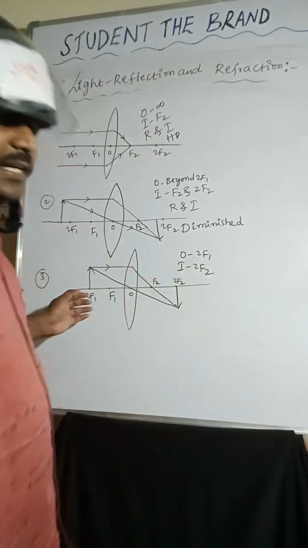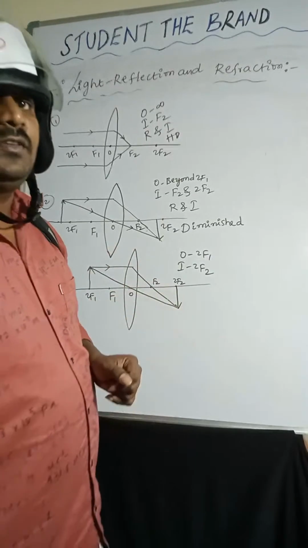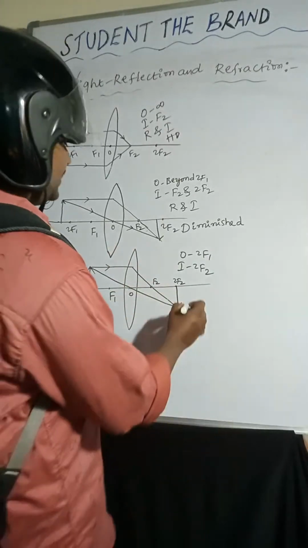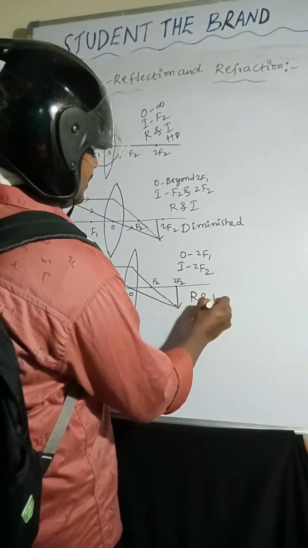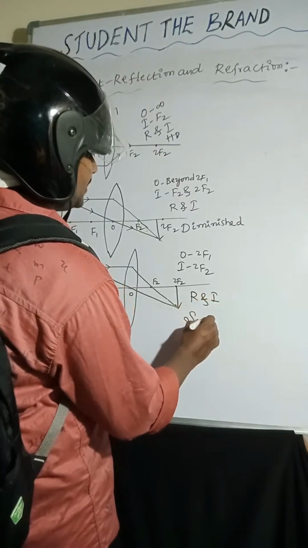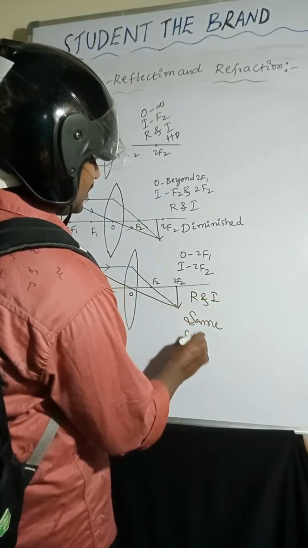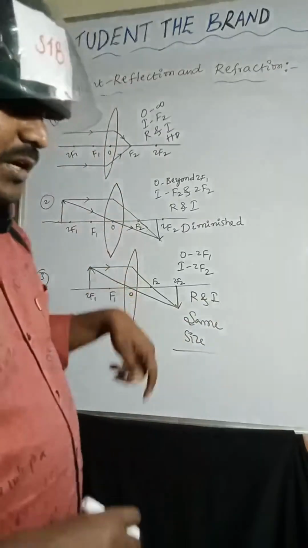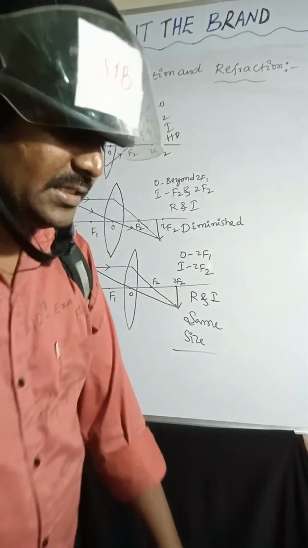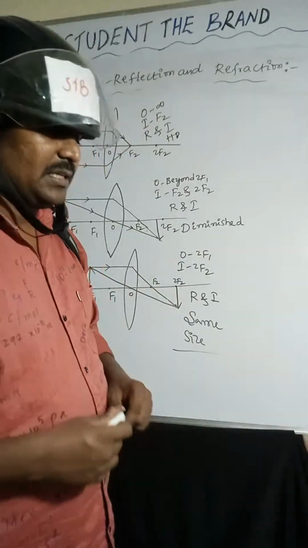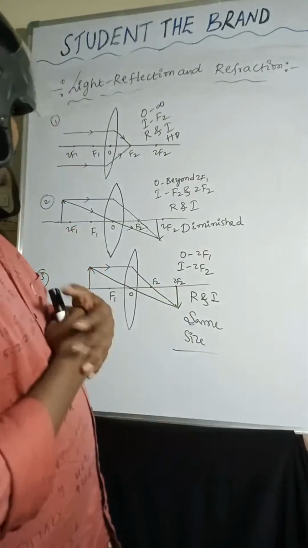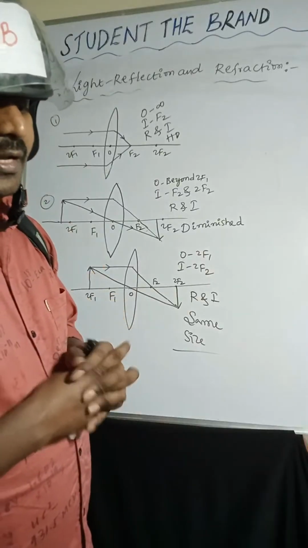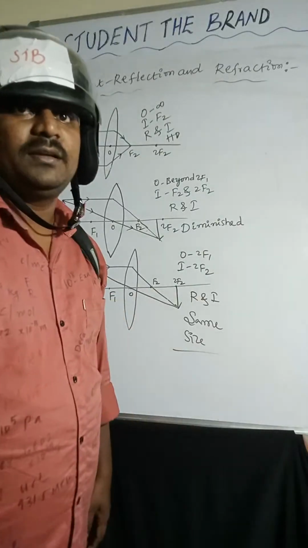Object is placed at 2F1. Image will form at 2F2. Nature of the image is real and inverted. And size of the image is same size. Okay, same size. So 1, 2, 3. So 3 image formations. Next one now, we'll discuss 3 more. Okay. So take a short break.